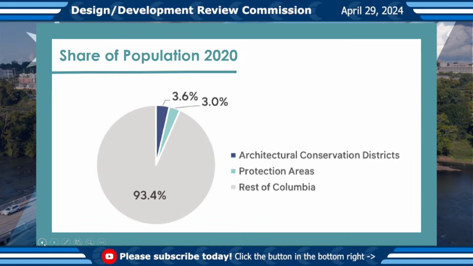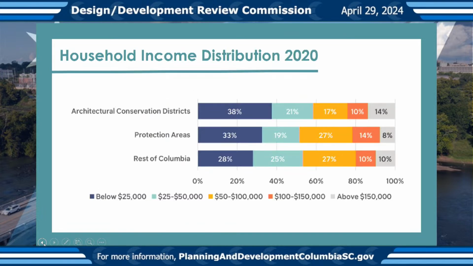Demographics, we already covered this, so 6% is what it's saying there. 6% of the city's population exists in our districts. Household income is shown there, which is pretty interesting. We have a large percentage of folks in architectural conservation districts below $25,000, which is a little unexpected until you think about students who are living in those districts and also some retired folks who are on fixed incomes.